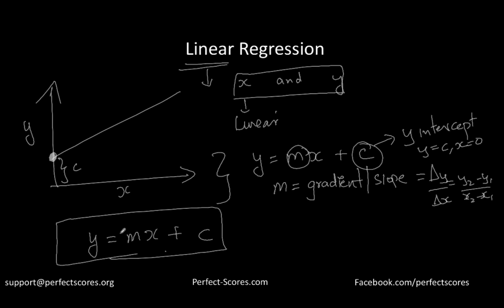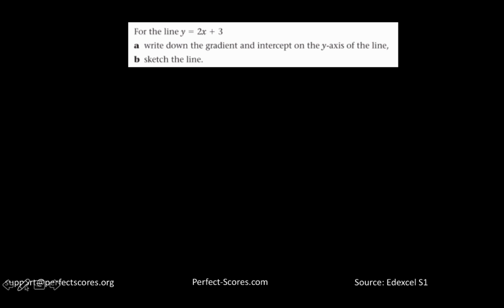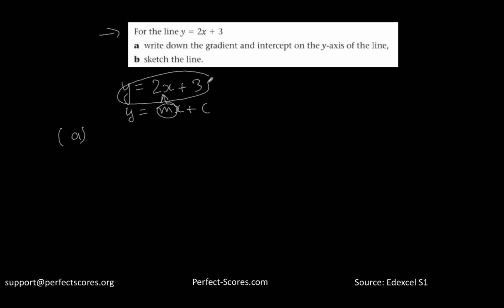Just to get you warmed up, I've picked up a question here. We have this line y is equal to 2x plus 3, and the question asks us to write down the gradient. If we compare it to y is equal to mx plus c, we can see that m is equal to 2. So the gradient of this line is 2, and the y-intercept of this line is 3.